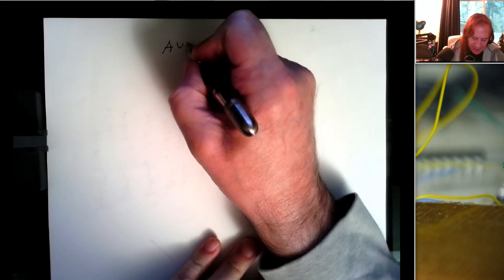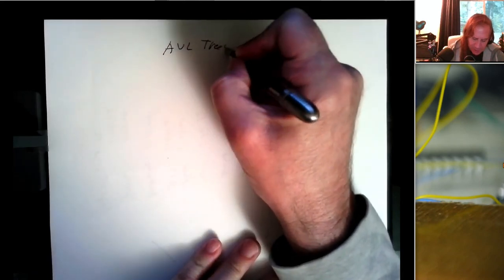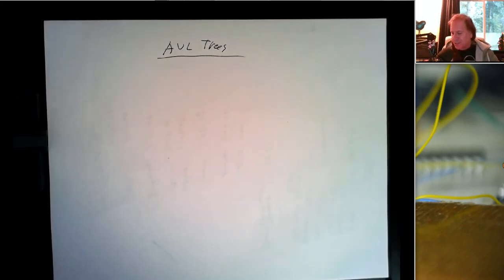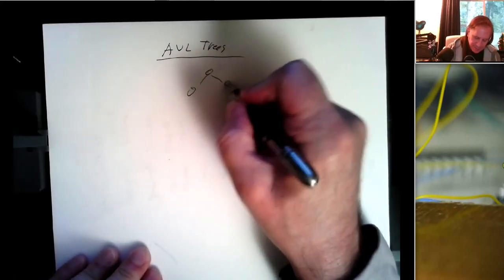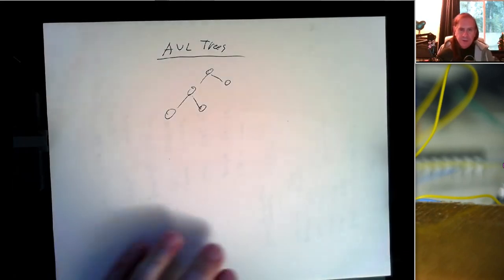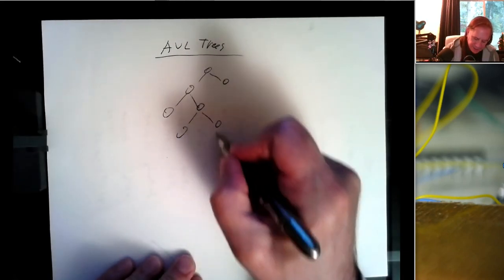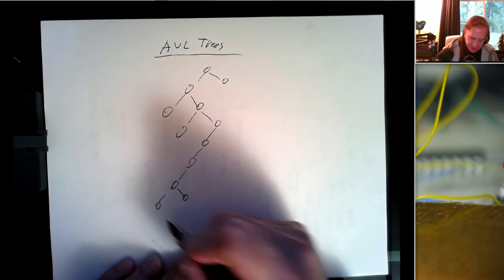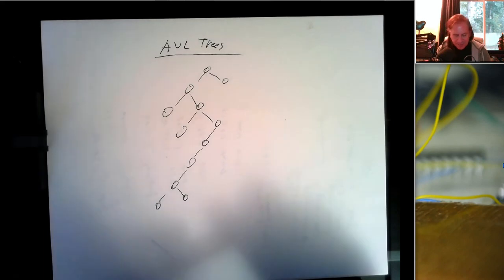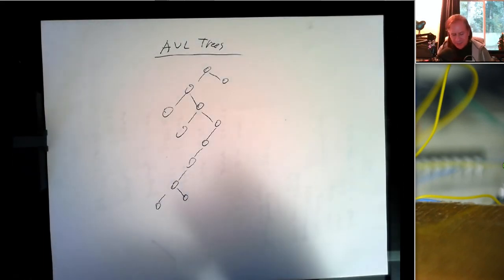Today we want to talk about what are called AVL trees, and these are a type of balanced binary search tree. We've talked about BSTs before, and we know that, in general, a binary tree looks something like this. The only requirement is that each node has 0, 1, or 2 children. Every node has a parent except the root. There are no cycles, and so on.